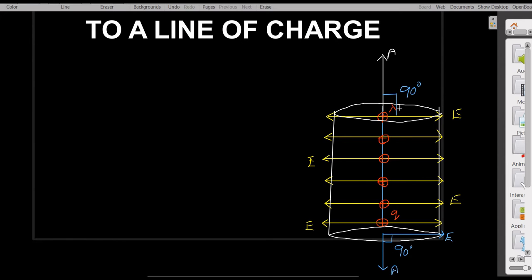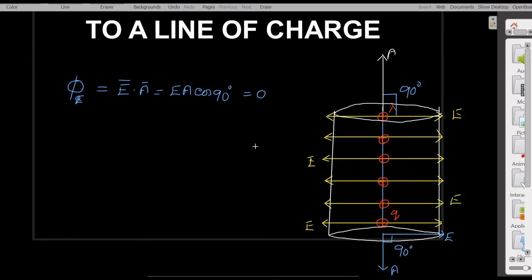Since electric field and area vector are making an angle 90 degree, electric flux phi E, or simply we can represent as phi naught, whatever it is. Phi E is equal to E dot A. Both are vector quantities, and we know this is EA cos 90 degree, which is equal to 0.